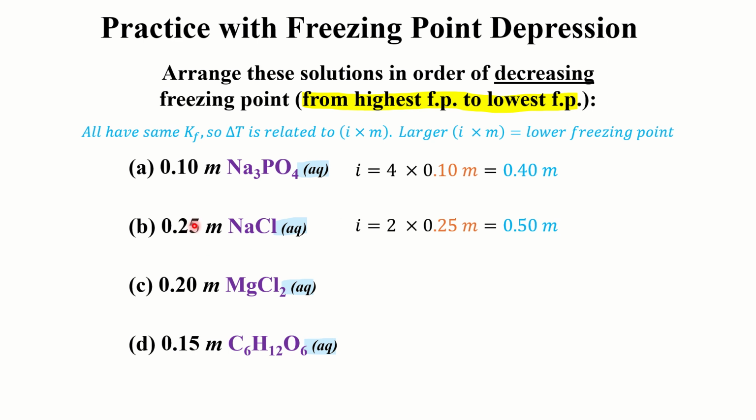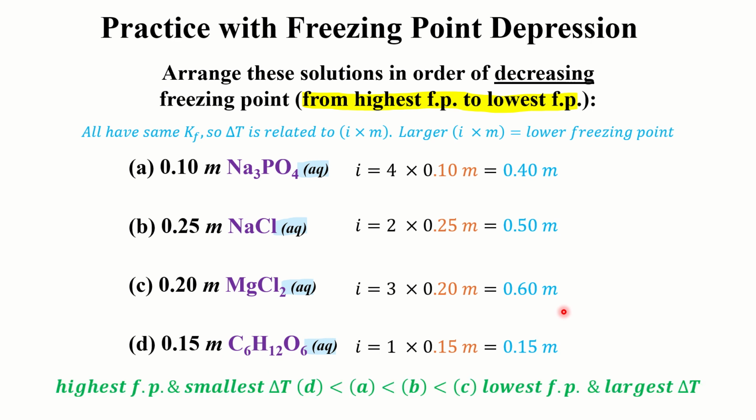Sodium chloride has this solution, concentration 0.25 molal and a van 't Hoff factor of 2, giving us an effective concentration of 0.50 molal. This magnesium chloride solution has a concentration of 0.20 molal. This would give us a van 't Hoff factor of 3, so an effective concentration of 0.60 molal. And then finally, glucose, C6H12O6, is an organic compound. It's a non-electrolyte. Its van 't Hoff factor would be 1, giving an effective concentration of 0.15 molal.